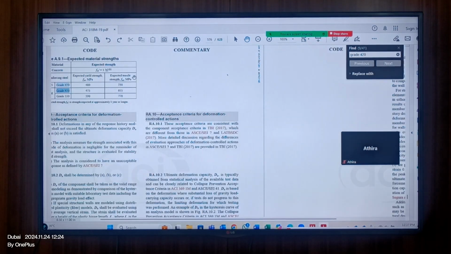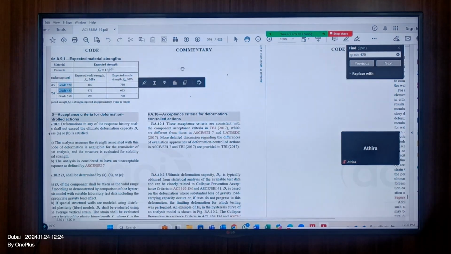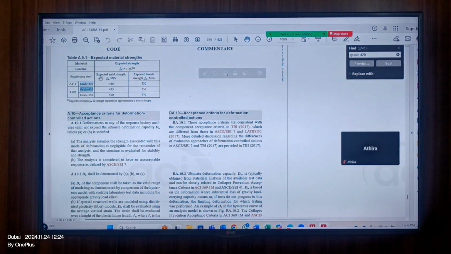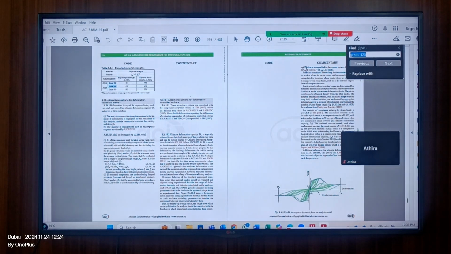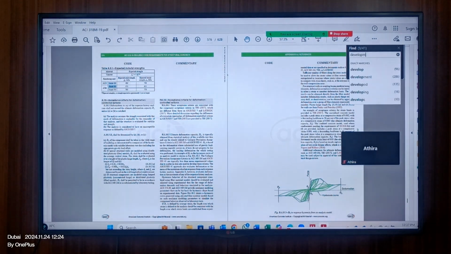Can you see the grade 420, which is equal to 475 yield strength, 470, which is very close to 500? So what you are using is yield strength, which is 500. So don't consider that grade 420 means 420 MPa, but this is as per US unit, American standard actually. Okay, so I'll go back to the same development length.